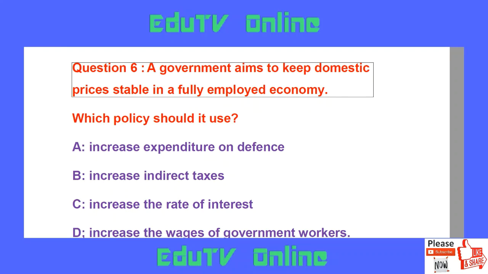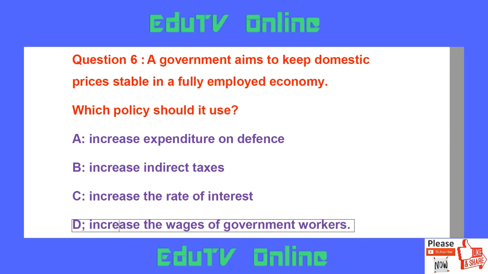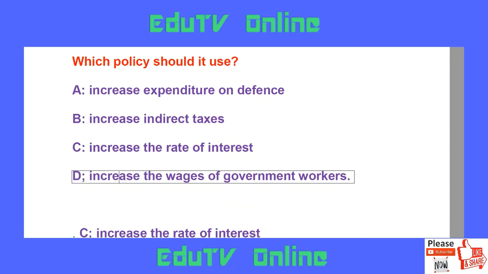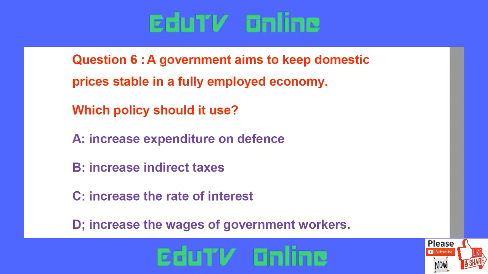Question 6. A government aims to keep domestic prices stable in a fully employed economy. Which policy should it use? A. Increase expenditure on defense. B. Increase indirect taxes. C. Increase the rate of interest. D. Increase the wages of government workers. Answer. C. Increase the rate of interest.